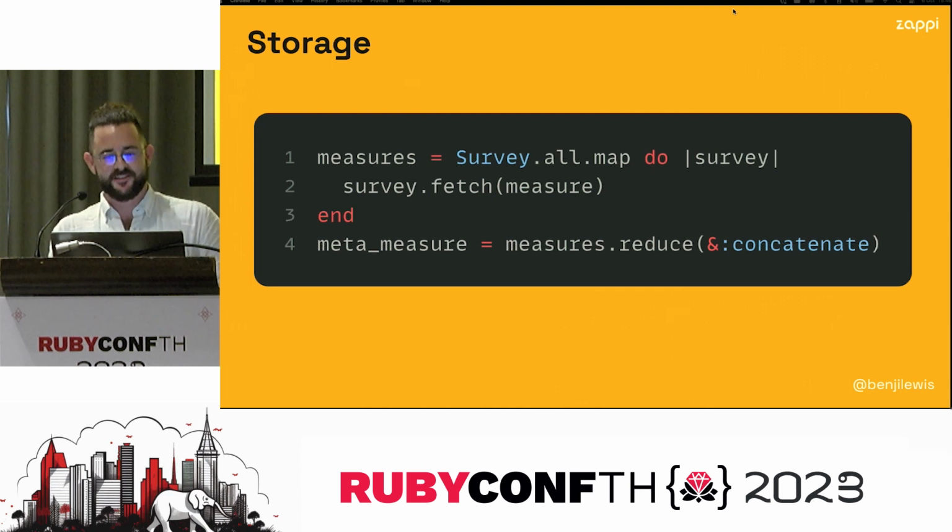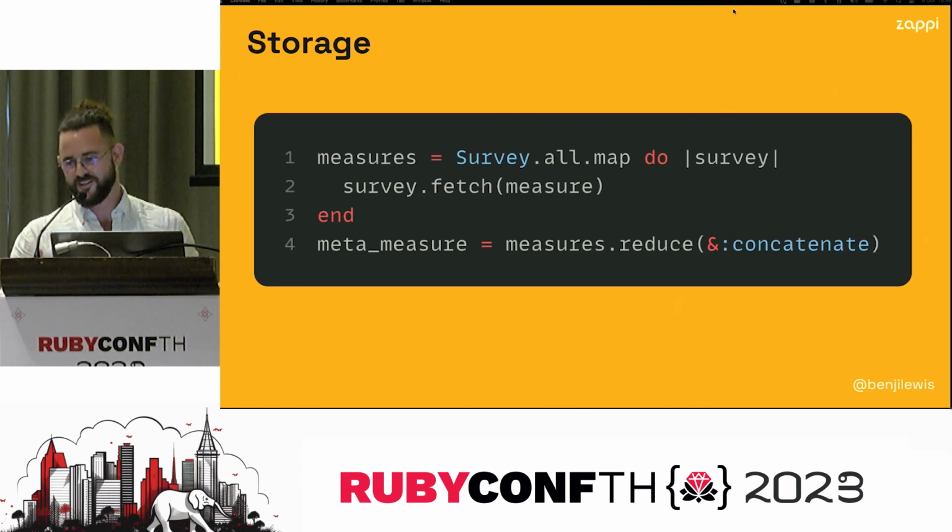To put this into some code, for any given measure, we need to iterate through all of the surveys, fetch and deserialize that measure, and ultimately concatenate it together. When you put this onto a database of 10,000 to 100,000 surveys, that's a lot of deserialization and concatenation. So it's pretty slow.